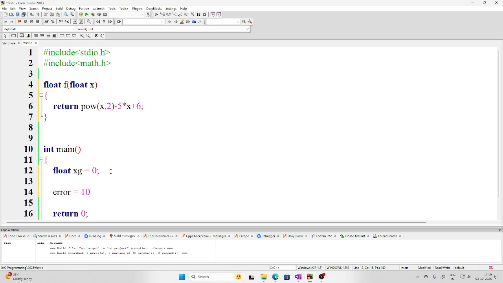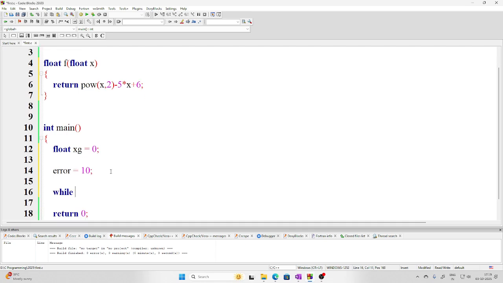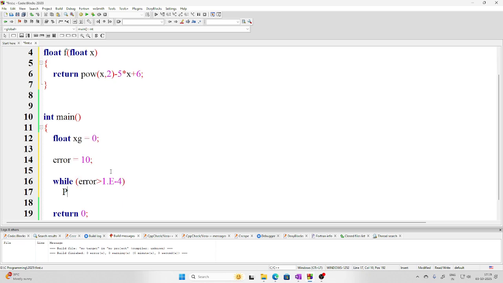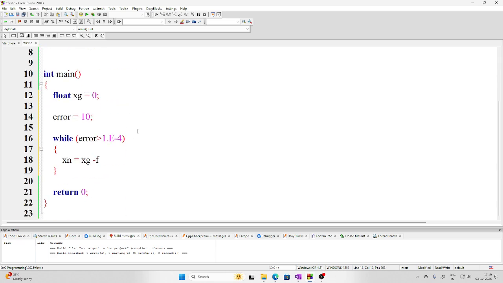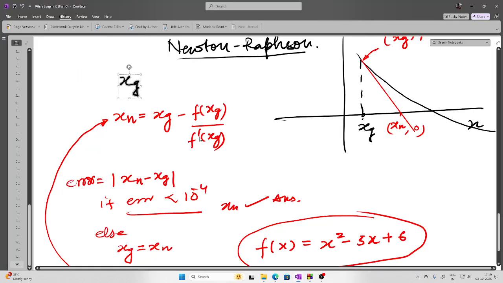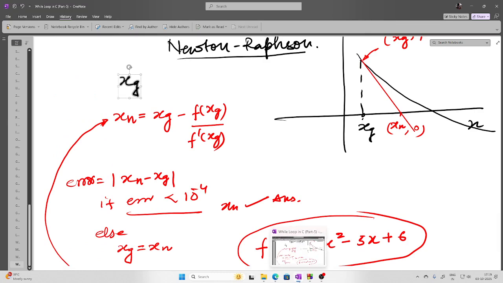What was my terminating criteria? It was 10 to the power minus 4. Then while the error is more than 10 to the power minus 4, repeat this. Repeat what? You have to find the new value, that is x guess minus the function you have developed, f of x guess, divided by f prime. So we have to find the prime also.